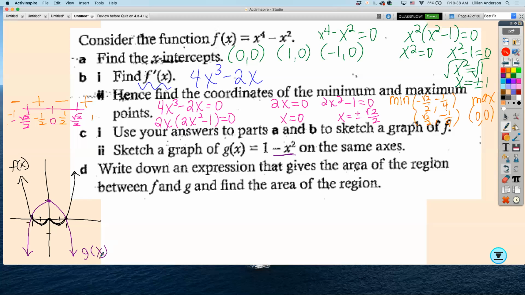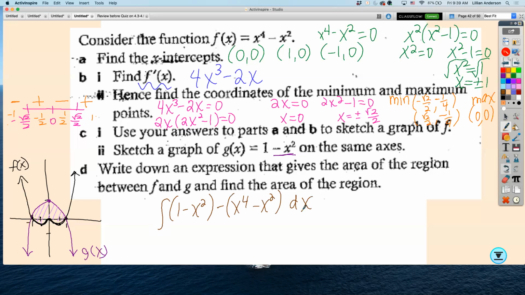You're writing down the expression that gives the area of the region between F and G, and then you're actually finding that region. As you can see, there are your two curves. There's the area in between them. Which curve goes on top? G of x, which was 1 minus x squared. Then I subtract that from f of x, which was x to the 4th minus x squared. I'm going to be very cautious because since I am subtracting, I need to make sure I include my parentheses.